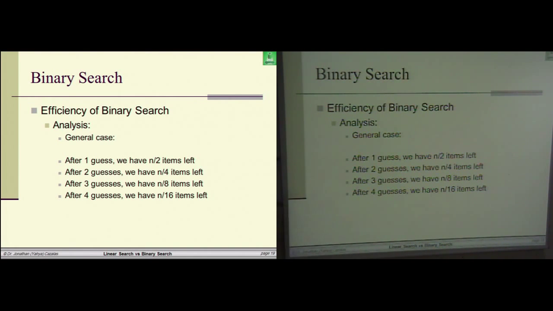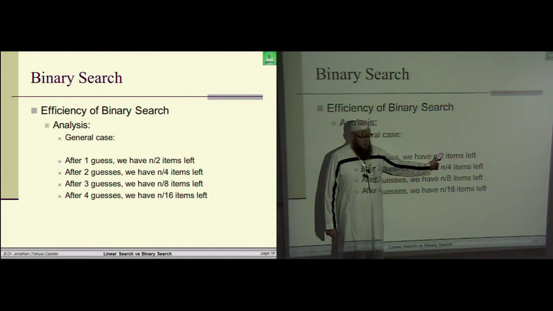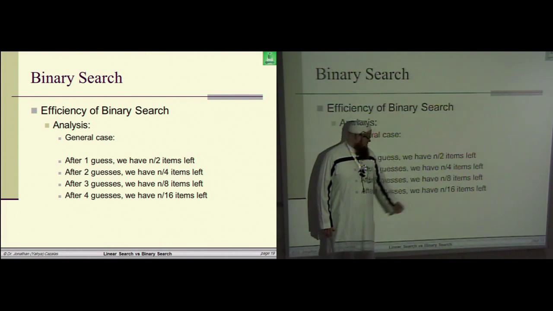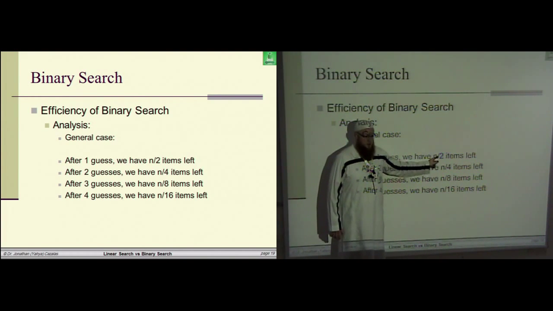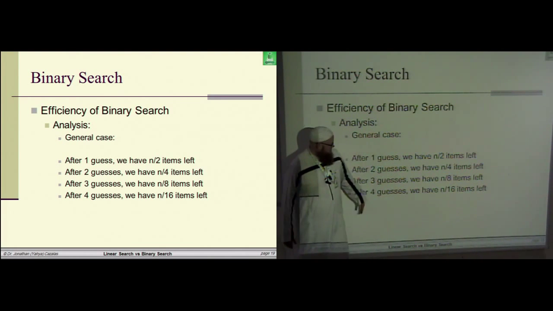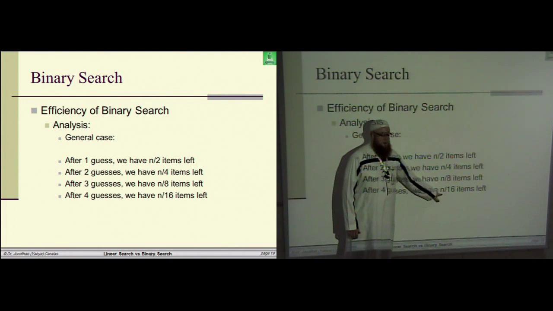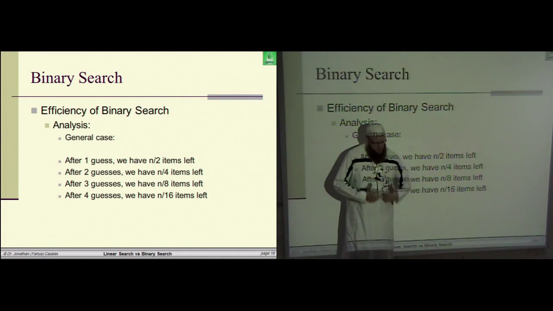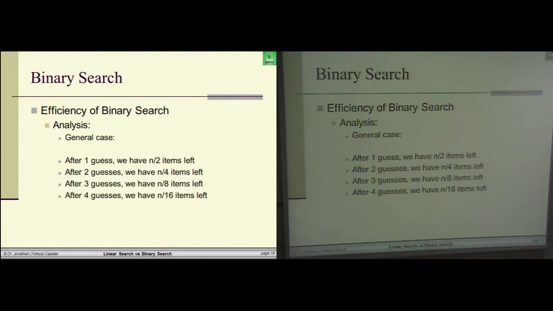After 1 guess, we divided it in half: n divided by 2 is n over 2. After 2 guesses, we divide this part in half, so n over 2 divided by 2 is n over 4. After 3 guesses, n over 4 divided by 2 is n over 8. After 4 guesses, n over 8 divided by 2 is n over 16. After 5 guesses, n over 32.